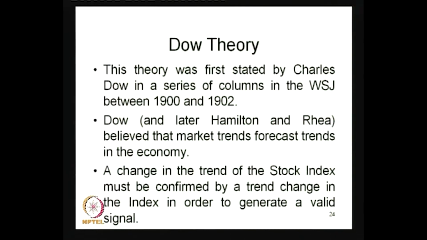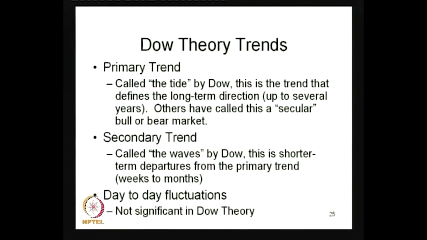A change in the trend of the stock index must be confirmed by a change in the index in order to generate a valid signal. Very important in this case: a change in the trend of the stock index must be confirmed by a change in the trend in the index in order to generate a valid signal whether to buy or sell. So the Dow theory has explained three types of trends, basically two trends, but the other one is not a trend, it is the day to day fluctuation.